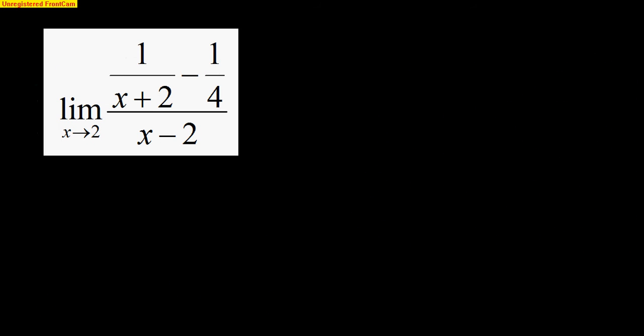Okay. Here's another scenario. Now, this is a fraction within a fraction. Let's just see what's going to happen here. When I plug in 2, that's the first thing I'd always recommend doing, just plugging in that x value. That's going to give me 1 over 2 plus 2 minus 1/4 over 2 minus 2. Well, that's going to give me 1/4 minus 1/4 on top, and 2 minus 2 on the bottom, and that's a 0 on top, 0 on the bottom.